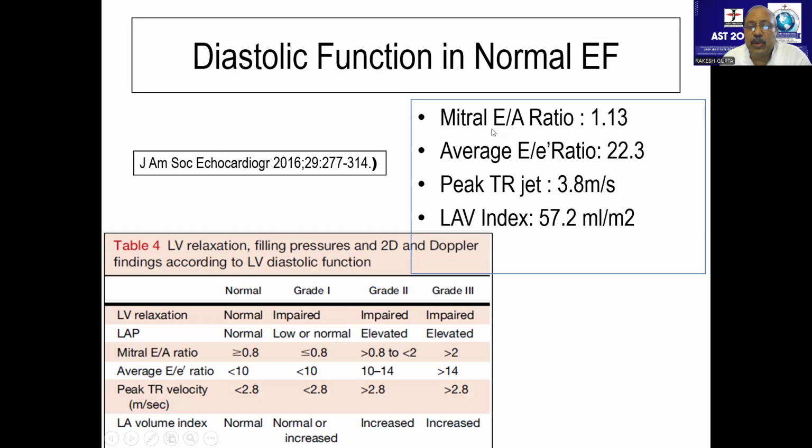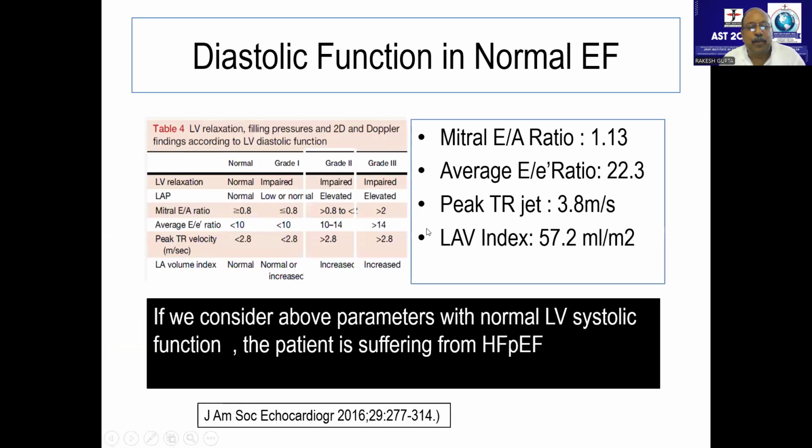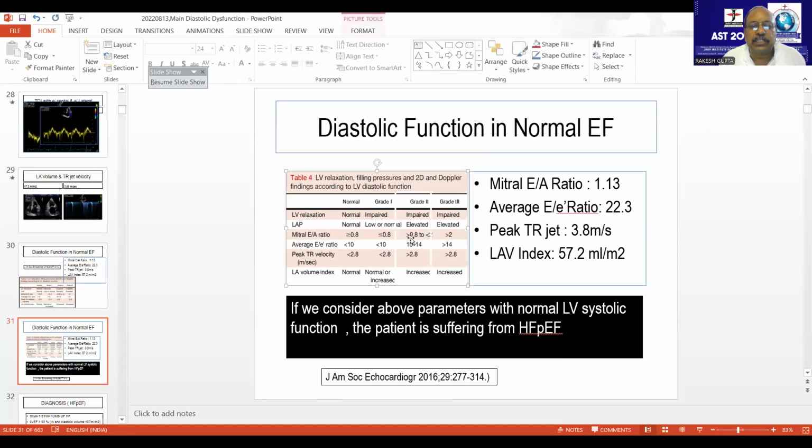What did we look at? We looked at the E/A ratio. Then we looked at the E to E prime average. E to E prime average means septal E prime and lateral E prime averaged, divided into the E wave of the mitral flow pattern. Then the peak TR jet velocity, and the LA volume index. And if I put these parameters together with these images, let's see where these images belong in this kind of pattern of E to E prime.